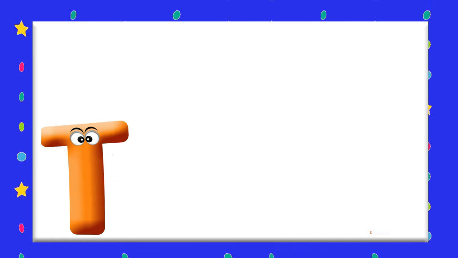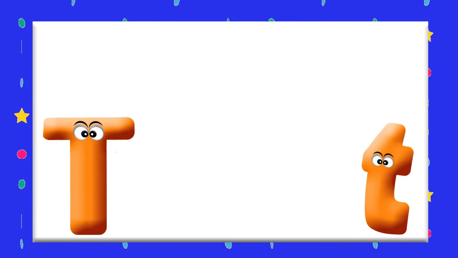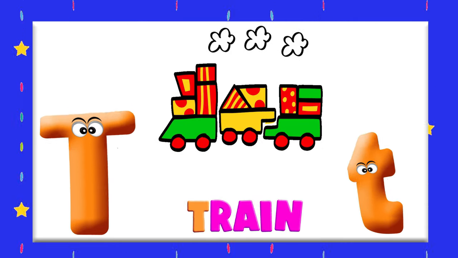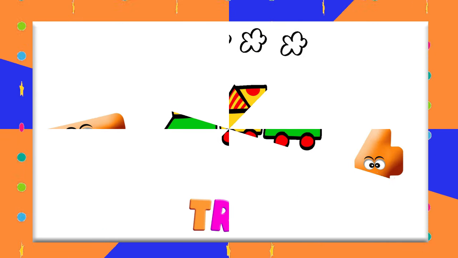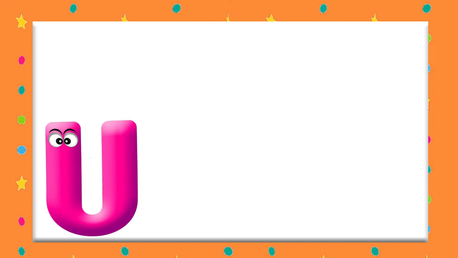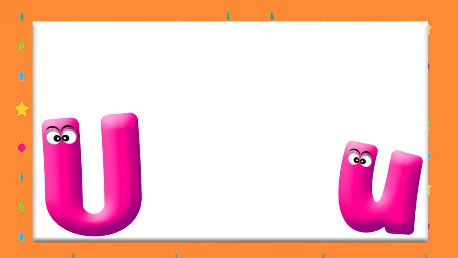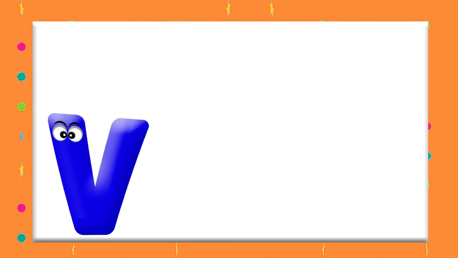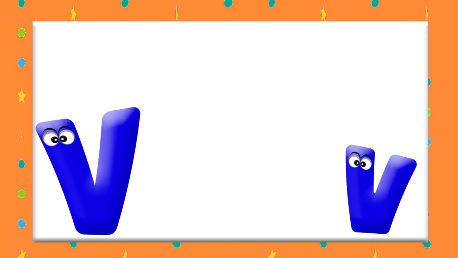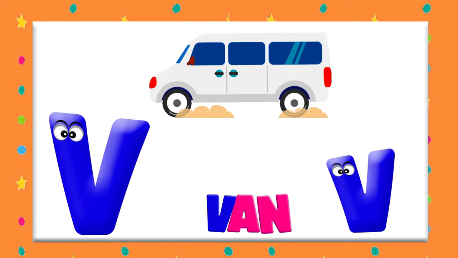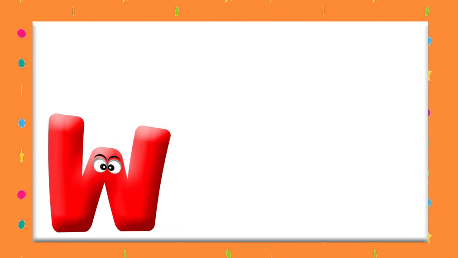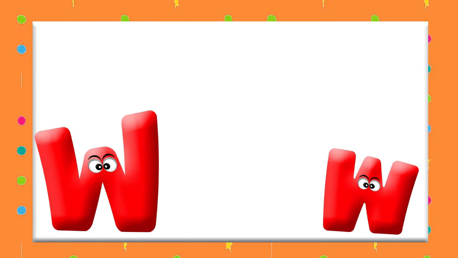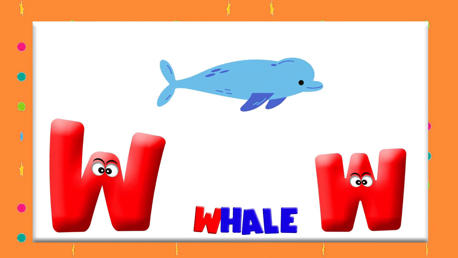T. T is for train. U. U is for urchin. V. V is for van. W. W is for whale.